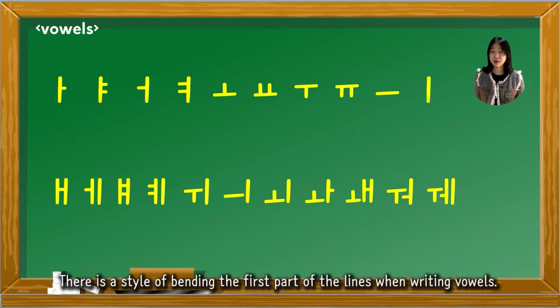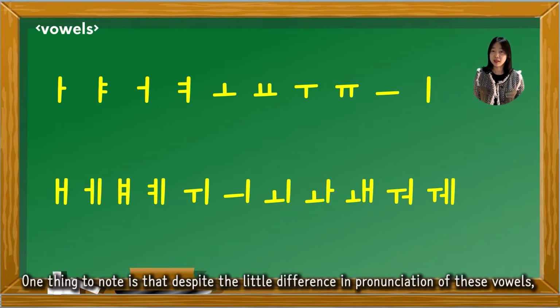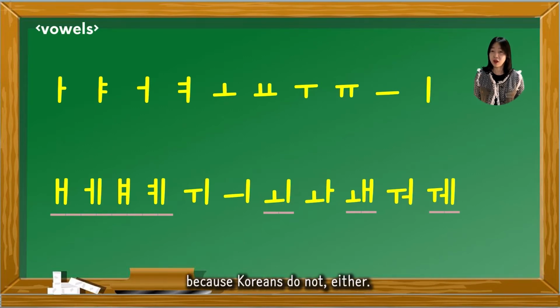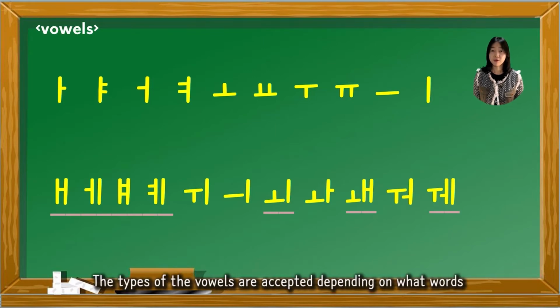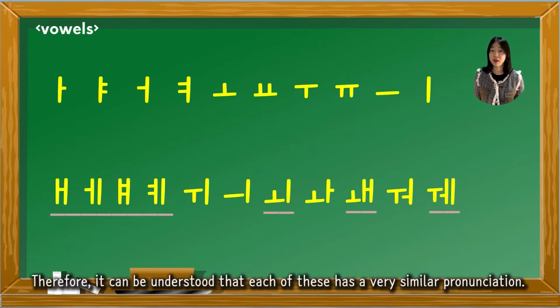There is a style of bending the first part of the lines when writing vowels, but it doesn't mean that these are different vowels. One thing to note is that despite the little difference in pronunciation of these vowels, you don't have to pronounce them really precisely, because Koreans do not either. The types of the vowels are accepted depending on what words you are saying to convey the meaning. Therefore, it can be understood that each of these has a very similar pronunciation.